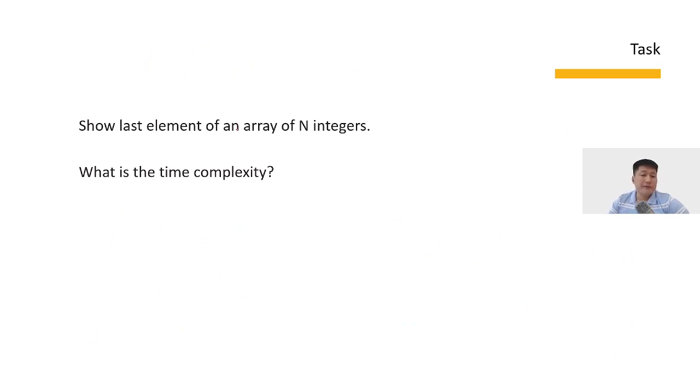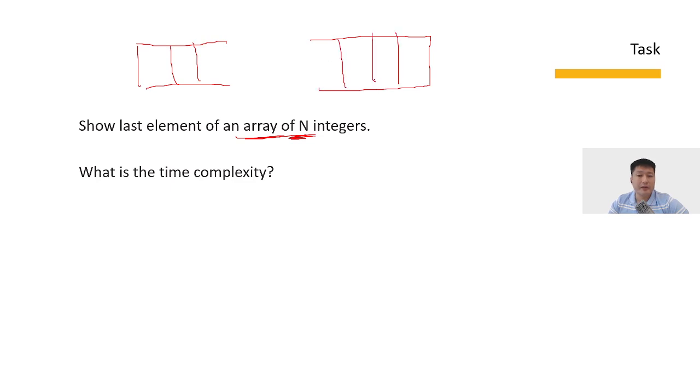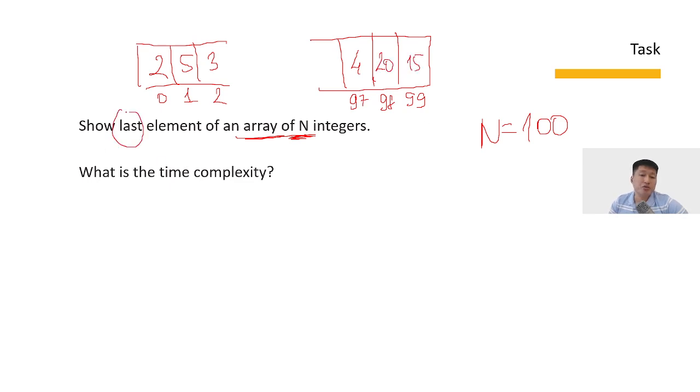So we have an array of n integers. Let's say we have some long array again. Let's assume that n is again 100, so we have 100 elements. Some numbers here, I don't know, 2, 5, 3, 4, 20, 15, etc. And we have to show the last element of our array.